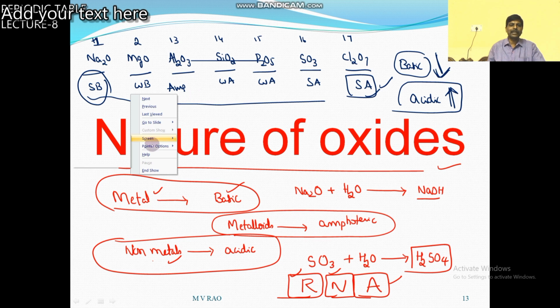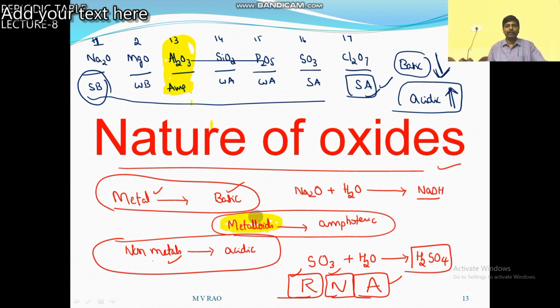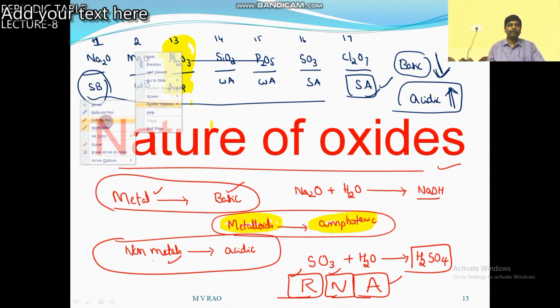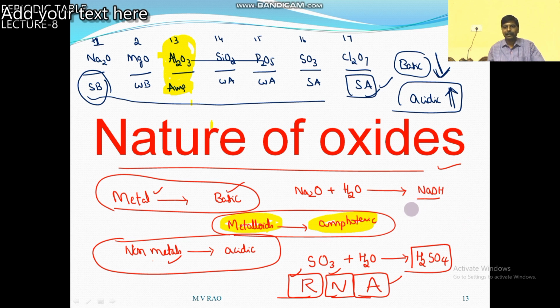Now I will ask one question. Name the amphoteric oxide, or write the formula of the amphoteric oxide, in the third period elements. Al2O3. Metalloids form amphoteric oxides. An example of an amphoteric oxide is Al2O3. One more example? Al2O3, ZnO, BeO: all these are amphoteric oxides.